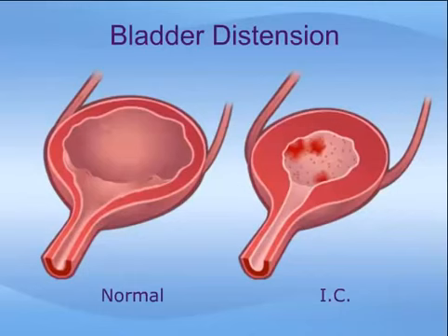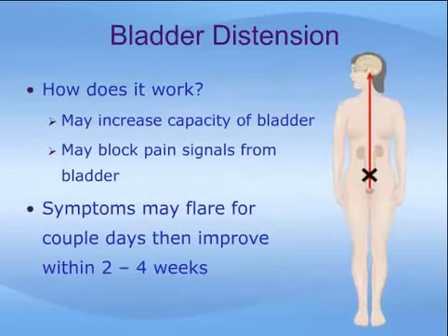This slide illustrates a normal bladder on the left and the bladder of an IC patient on the right. Note that the bladder in the patient with IC is smaller in capacity and has tiny pinpoint areas of bleeding called petechiae. This drawing also shows a few classic Hunner's ulcers, which are less commonly seen but indicate a more severe condition.